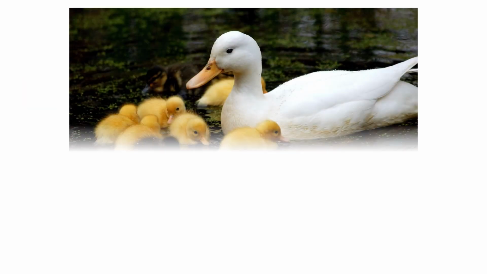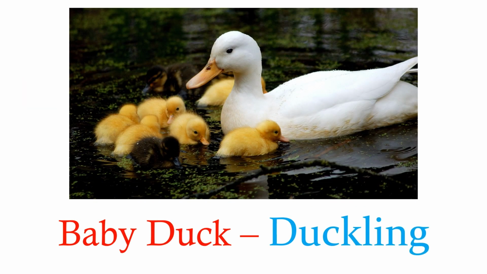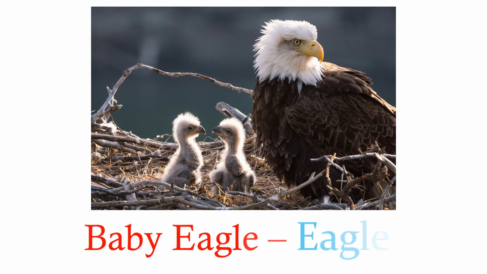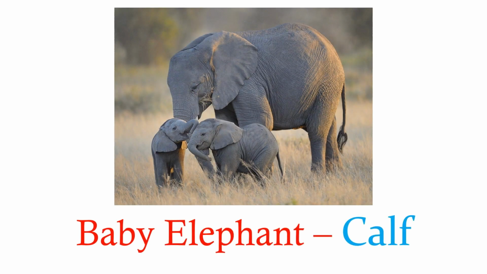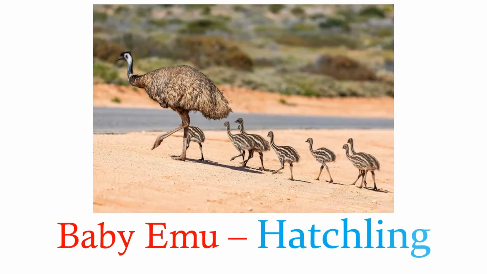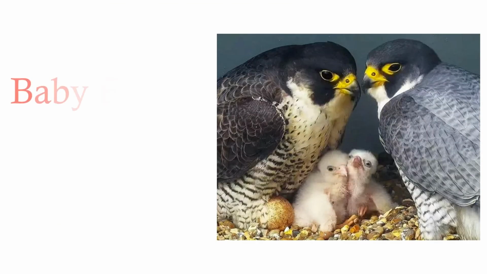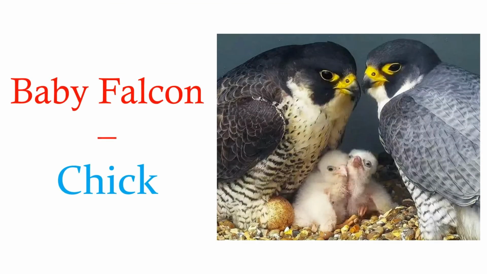Baby duck is duckling. Baby eagle is eaglet. Baby elephant is calf. Baby emu is hatchling. Baby falcon is chick.